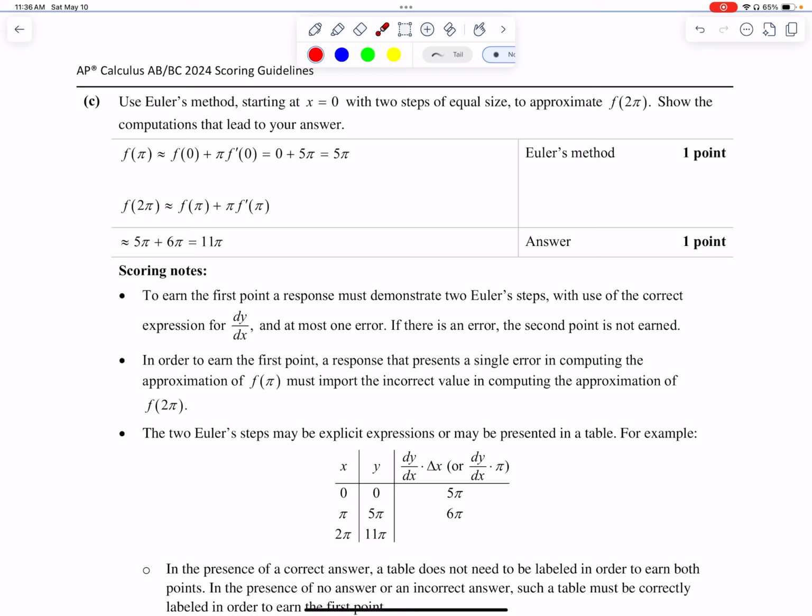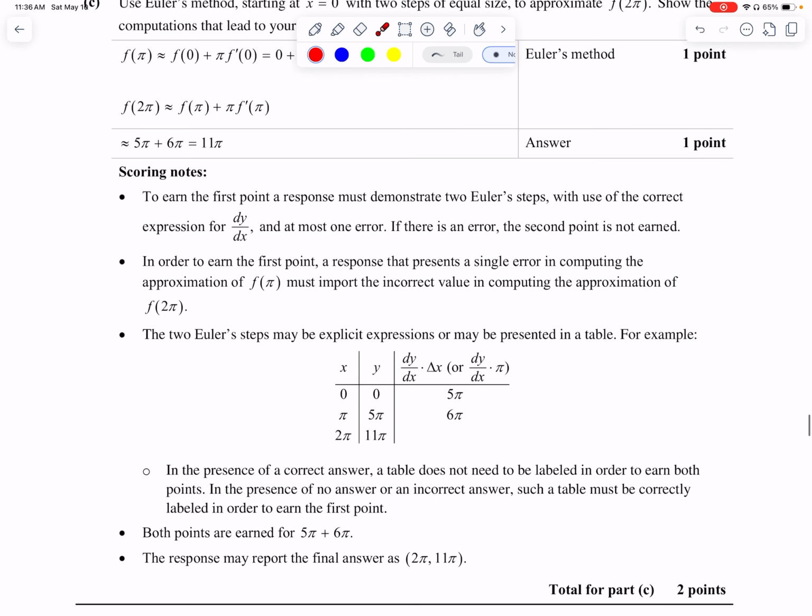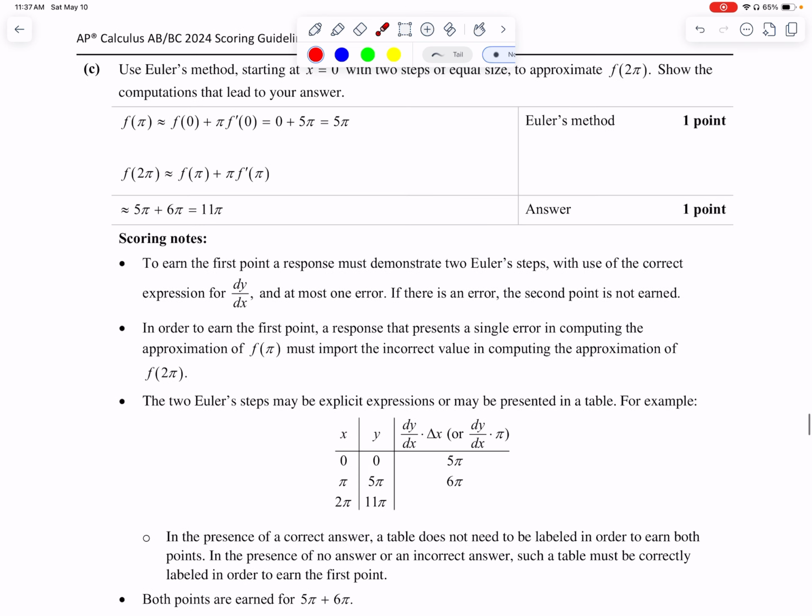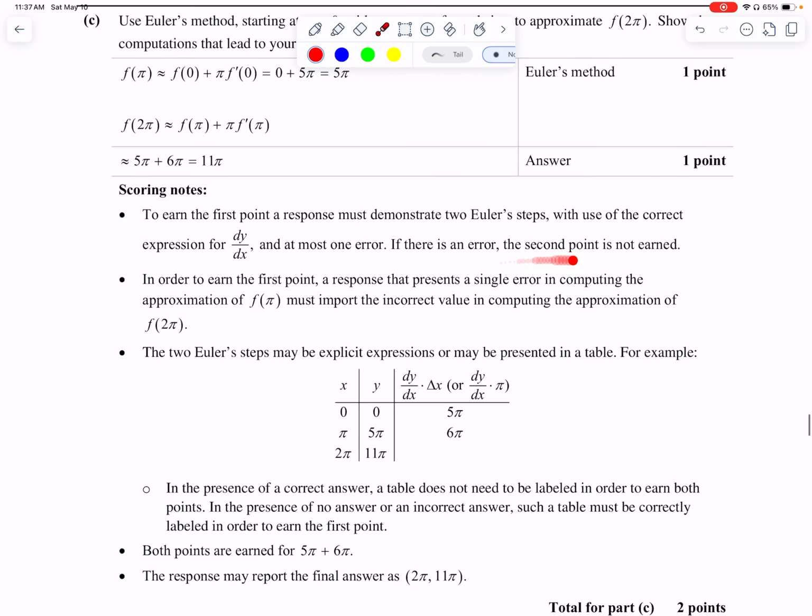Let's look at some of the scoring notes. To earn the first point, a response must demonstrate 2 Euler steps using the correct expression for dy dx and at most one error. So in other words, if you make just one error in here, you still can get this point, but you probably won't get your answer point. And that's what it says. A response that presents a single error in computing the approximation of f of pi must import that answer into the second part of that. That's to get your Euler's method if you made a mistake.